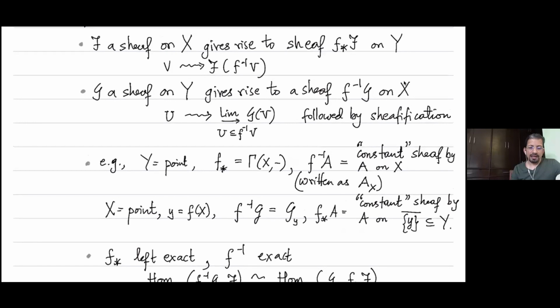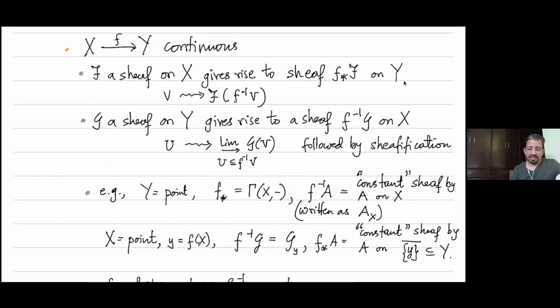Okay, and again, these definitions simplify considerably if instead of Y being a point, you take X being a point. So if X is a point, then for example, if you take a sheaf G here, and you have a point here, then this point has an image. Call that little y, and then you can easily go through the definition and see that F inverse G is nothing but the stalk at y.